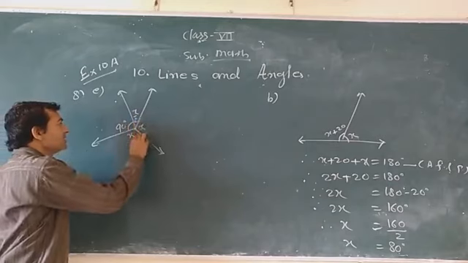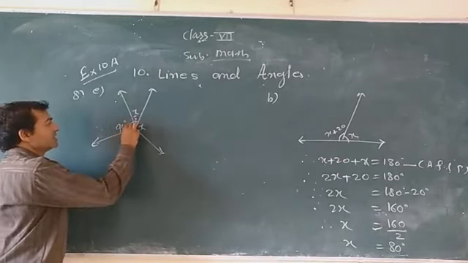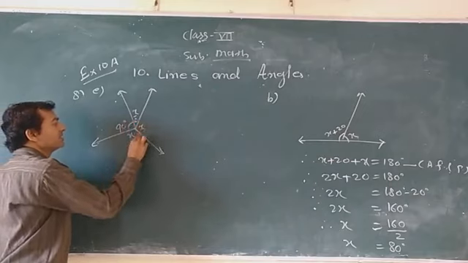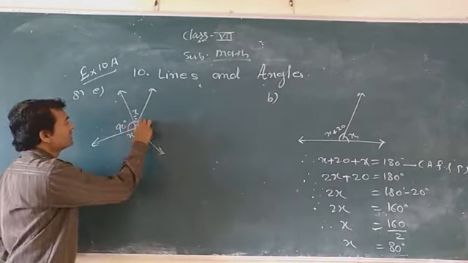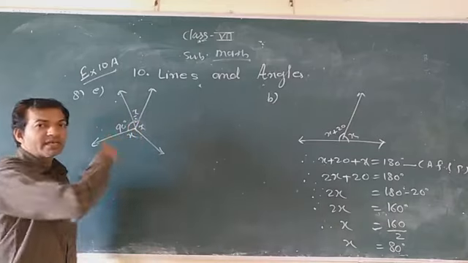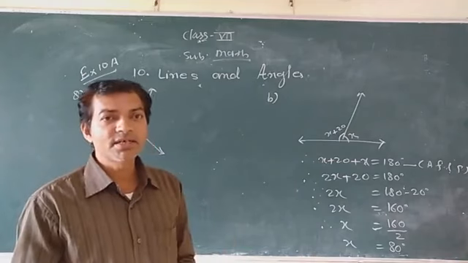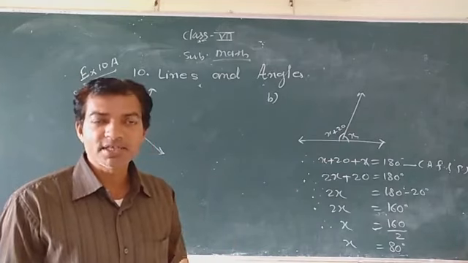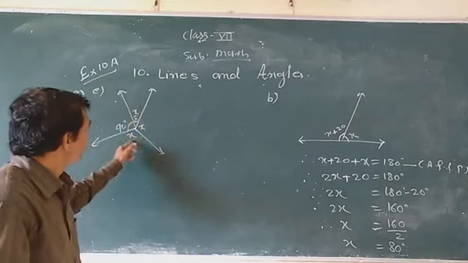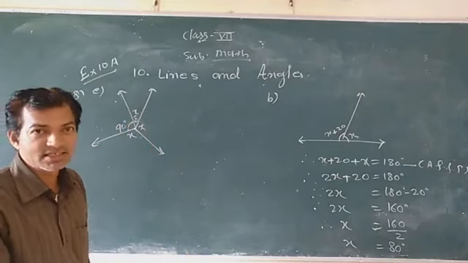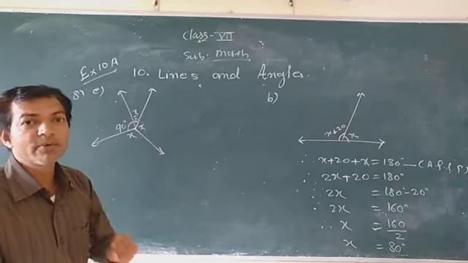Do you know what is the total measurement? See here, the total measurement. This is the circle. If you draw this one plus this one plus this one plus this one, you can get a circular measurement. The angular measure of a circle is always 360 degrees. Means the sum of all the angles is equal to 360 degrees.